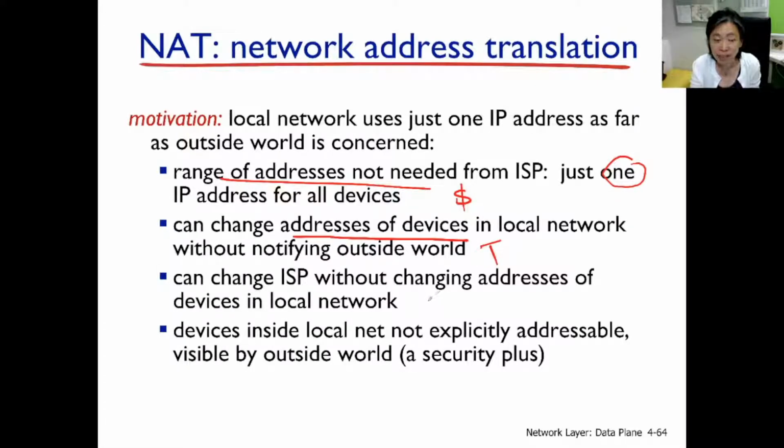Third benefit: if the ISP is not providing good enough service, we can actually switch to a different ISP. And the IP addresses we have on the local machines, we don't have to reconfigure them. We just stay using the same fake subnet addresses, fake IP addresses.